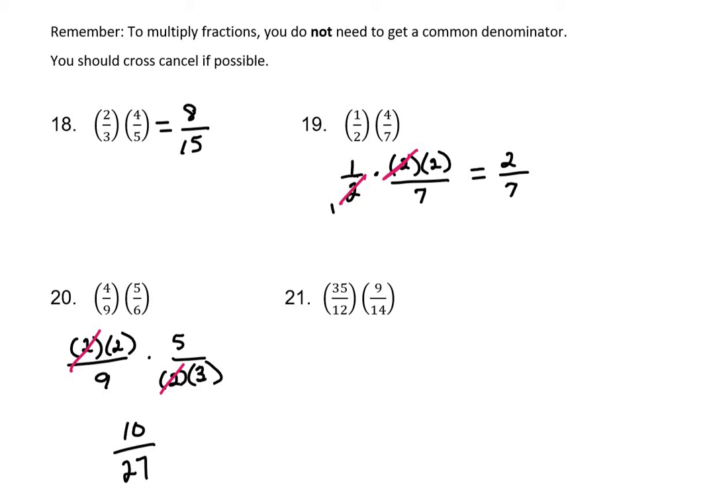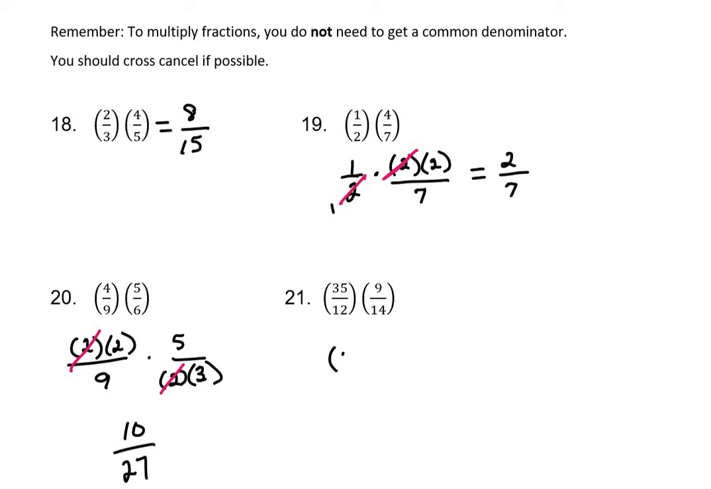Problem 21. There's a lot of things here that I can cancel out. And if you try to do this in your head, you can see that the numbers are getting really big, and it's hard to do in your head. 35 times 9 is hard to do. But what you should notice with this 35 and the 14 is both of those have a factor of 7, and the 9 and 12 both have a factor of 3.